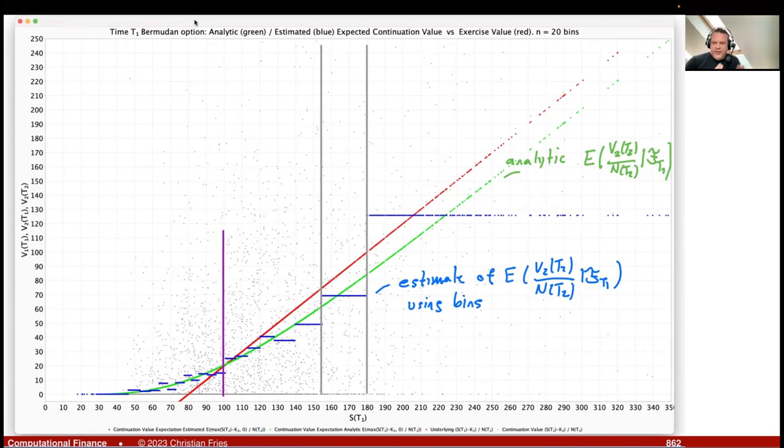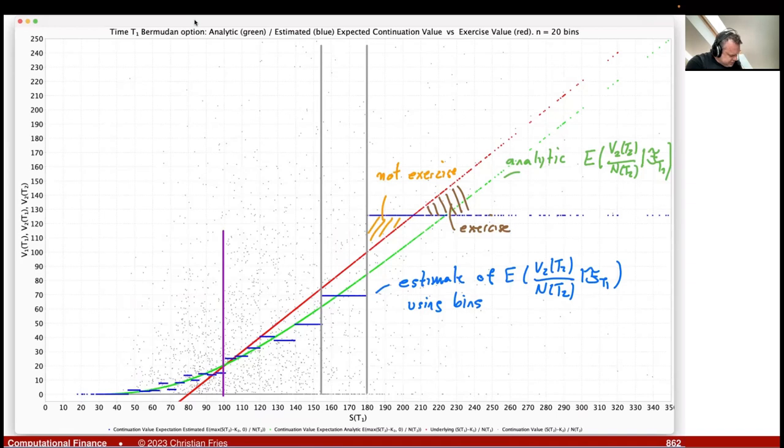But you see, for binning, sometimes there is a little bit, yeah, noise, yeah, a little bit of mixture, because if you now compare the red line and the blue line, it would mean that here you would continue, while here you are with the red line above, yeah, you would exercise. So you see, with binning, you get some large decision errors, because analytically in this region you would always exercise because the red line is above the green line. Okay, you see that binning does, yeah, a fairly good job here in this region.